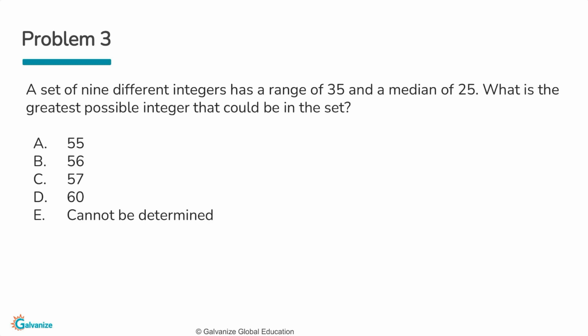Think about the concept of median and the concept of range and proceed, and read the question properly. What is the greatest possible integer that could be in the set? Remember that? Ramina says 60. Okay. So how did you approach this problem, Muhilan? Rishi Wadhwani says 60. Okay.